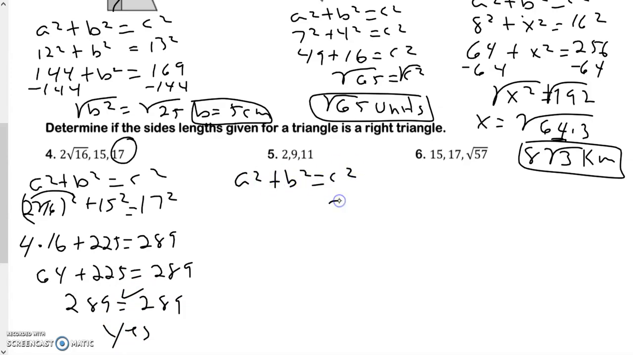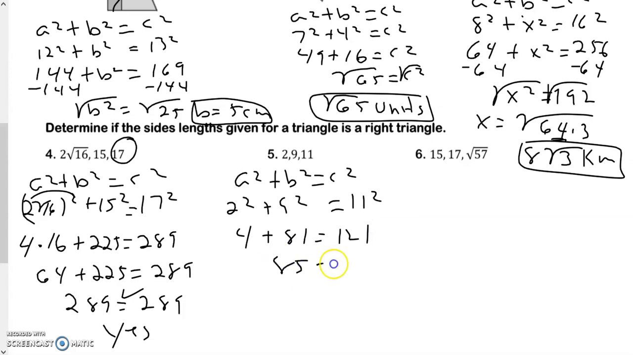Then we have a squared plus b squared equals c squared. The biggest number is always my c. So I have 2 squared plus 9 squared. That's 4 plus 81, equals 121. That's going to get me 85 does not equal 121, so this would be a no.